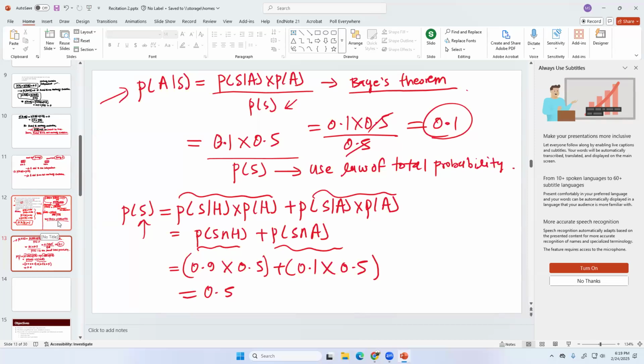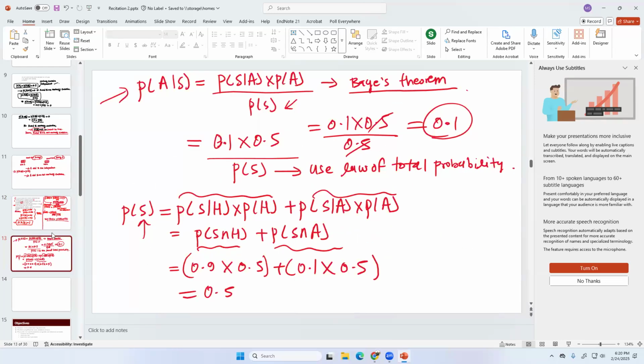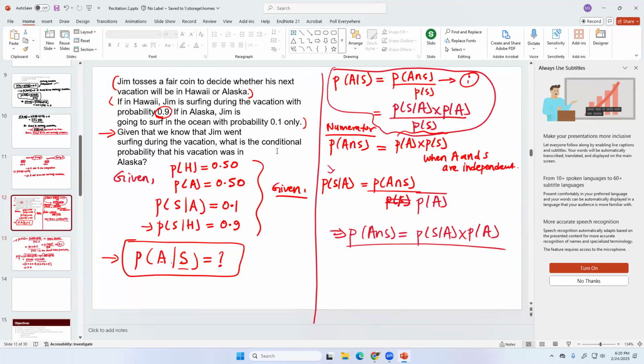So this question is interesting, because it makes you test a bunch of things. First, you need to know what is given in the question. Exactly this is given. You cannot confuse the conditional statements. Given he's in Alaska, the probability of surfing is 0.1, and these things you cannot confuse. And then you have to know what is being asked in the question. Then you have to know the Bayes theorem or the way to get to it and the law of total probability to solve this problem. Okay.